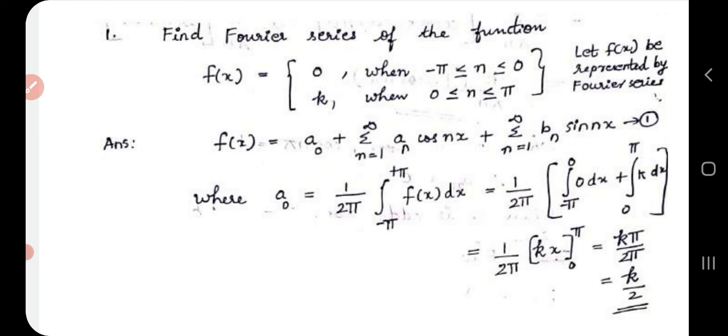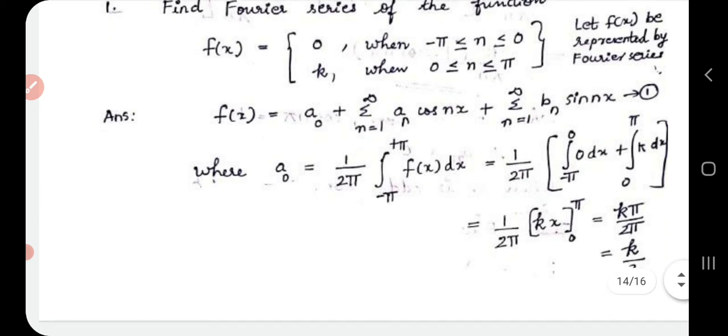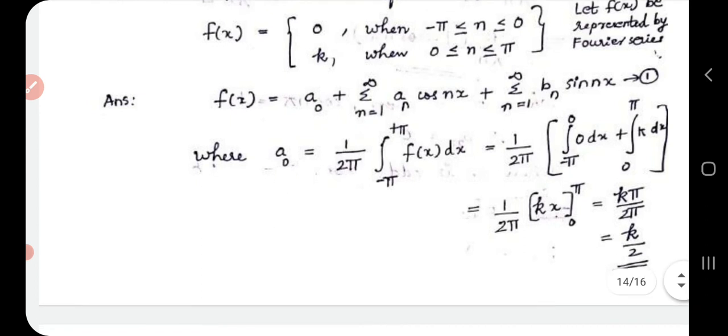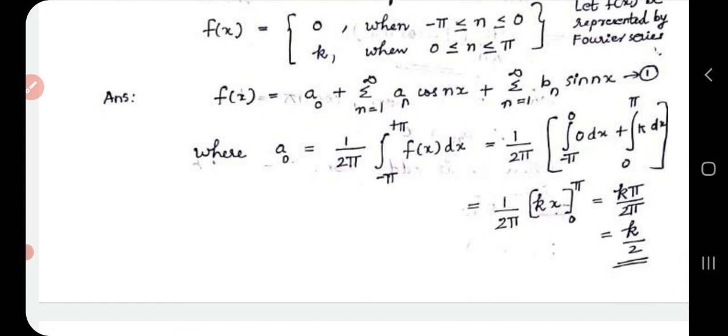be represented by the Fourier series. So just write the Fourier series that we have studied. What is it? f of x is equal to a0 plus sigma n from 1 to infinity an cos nx plus sigma n from 1 to infinity bn sin nx. Now let us start to find the values of the Fourier coefficients, say a0, an and bn. Once you obtain all these coefficients, you can just substitute those values of a0, an and bn in equation 1.